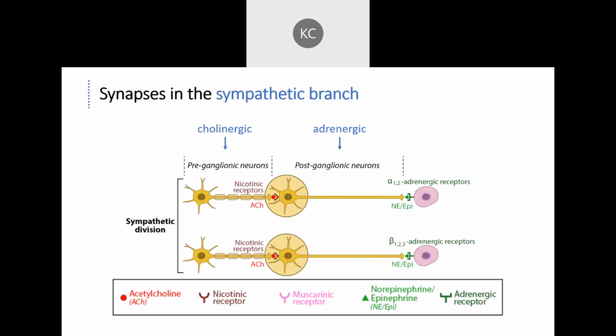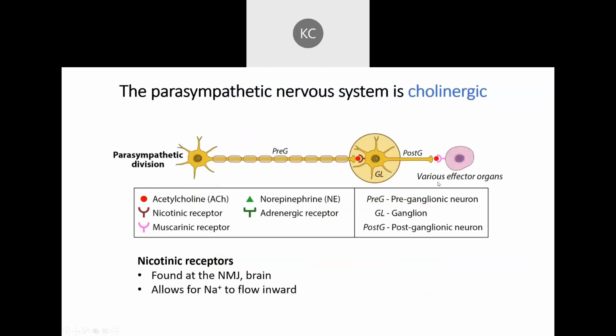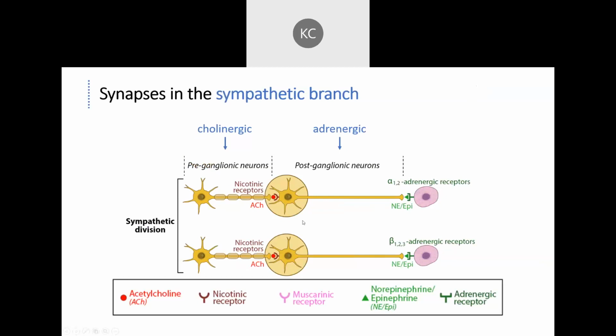Now, in our sympathetic division, we're going to have different neurotransmitters, right? So all preganglionic neurons are releasing acetylcholine, and they're all binding to nicotinic receptors, right? So even in the sympathetic division here, the preganglionic neuron releases acetylcholine and binds to a nicotinic receptor. What differs in the sympathetic division now is the postganglionic neuron, right? So if we look at parasympathetic, we're releasing acetylcholine from the postganglionic neuron. Here in the sympathetic, we're not.